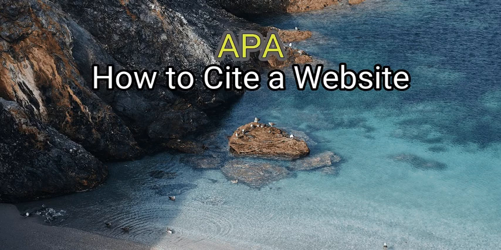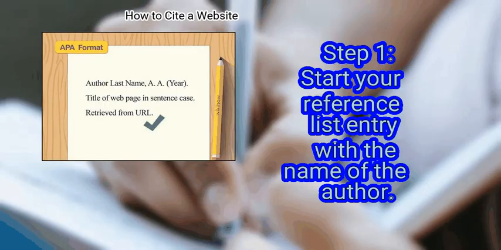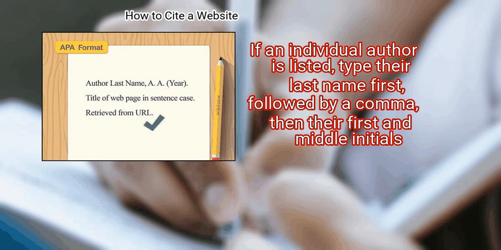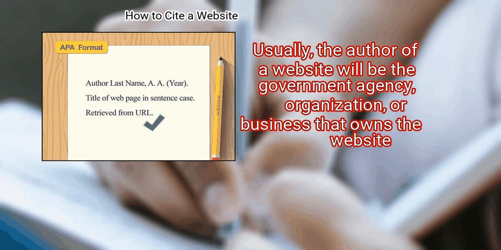Method 2, APA. Step 1: start your reference list entry with the name of the author. If an individual author is listed, type their last name first, followed by a comma, then their first and middle initials. Usually, the author of a website will be the government agency, organization, or business that owns the website.